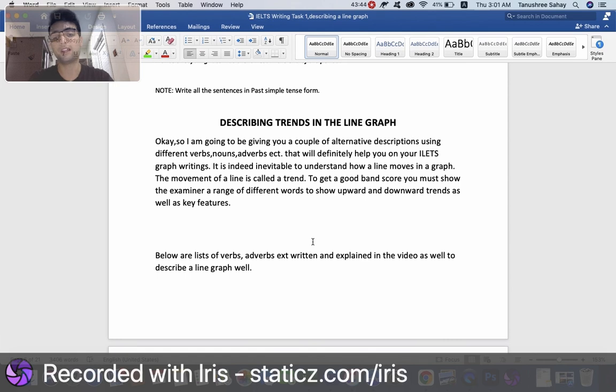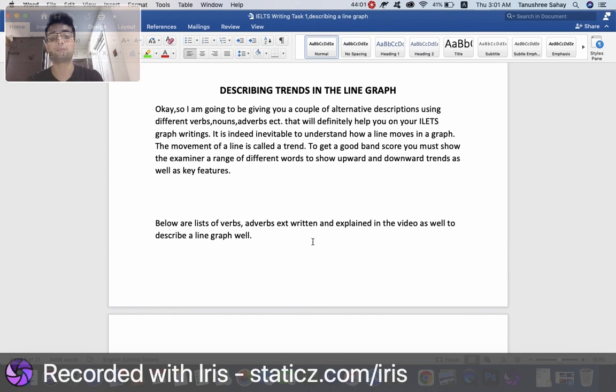The movement of a line is called a trend, as I said before. To get a good band score, you must show the examiner a range of different words to show upward or downward trends as well as key features. So there are also steady movements, and there's vocabulary for steady movements at the same time.